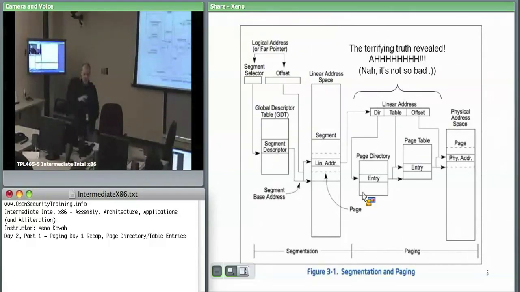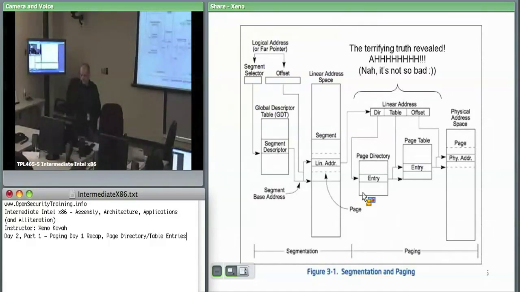But the point is, the OS manages different directories and different tables for different processes. And when it wants to switch into the context of a new process, it changes the CR3 register so that it points at the appropriate translation tables for that process. When it comes back to the kernel, CR3 is set back to the kernel memory space, which covers all of the kernel modules and everything else.